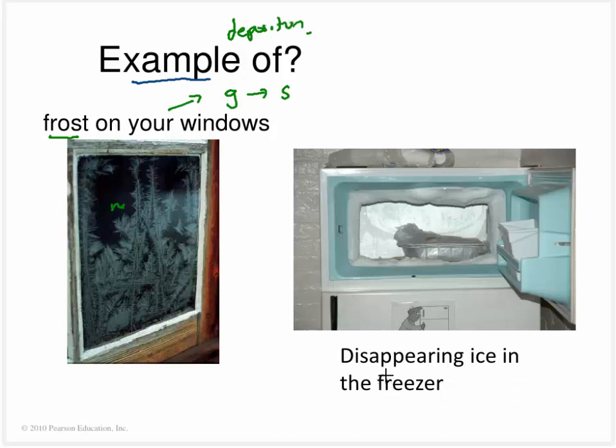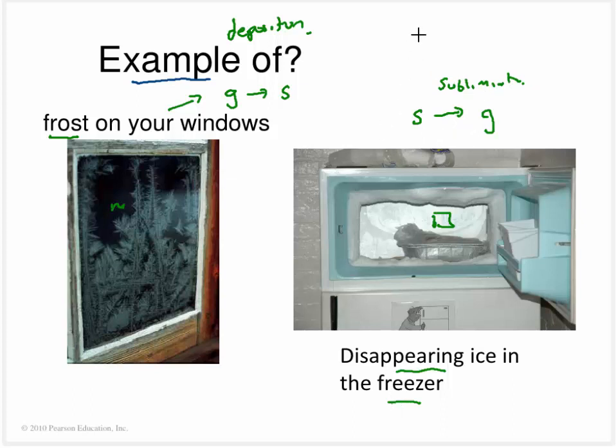And an example of what's going on inside your freezer: if you've ever had an ice cube that's been in the back for a long time, it gets smaller and smaller and tends to at some point disappear. That's an example of water going from the solid phase directly into the gaseous phase. It doesn't just melt or anything like that. So that's an example of sublimation.